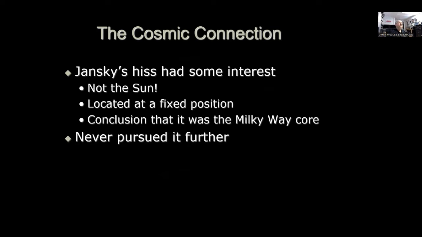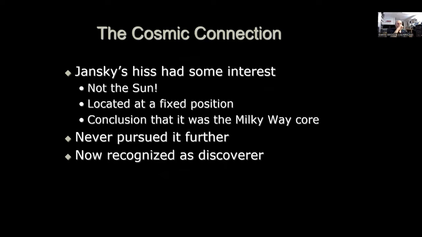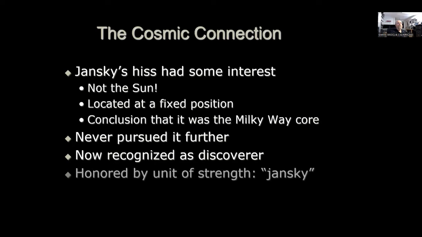But technically, we look at Carl Jansky as the discoverer, the founder of radio astronomy. He is the guy that really first discovered that there's radio waves coming from someplace in outer space. And we honor him today with the unit of signal strength in radio astronomy. It's called the Jansky.